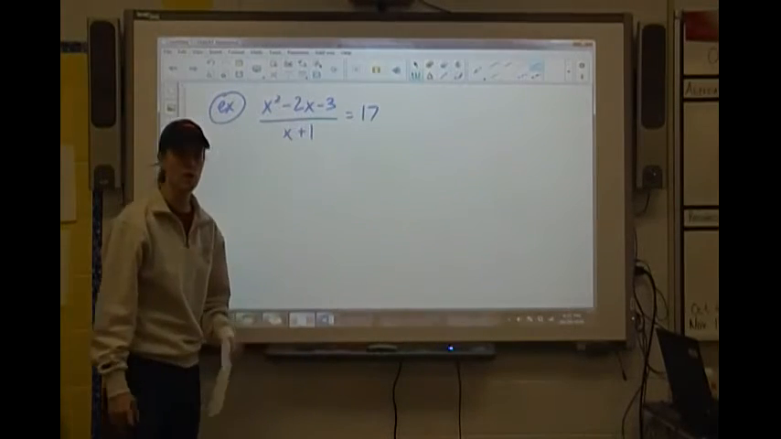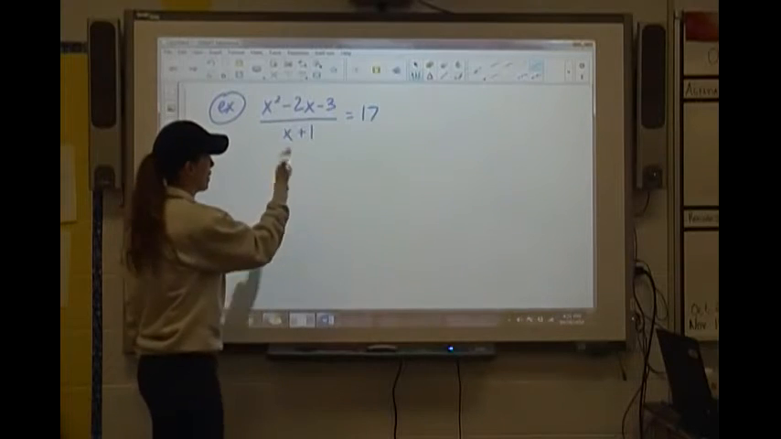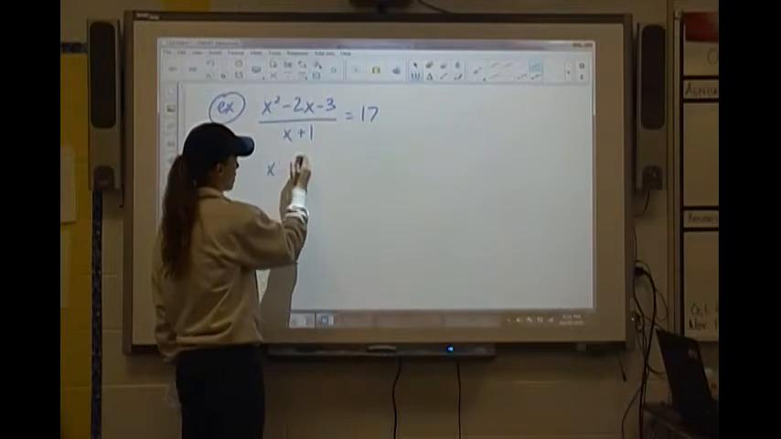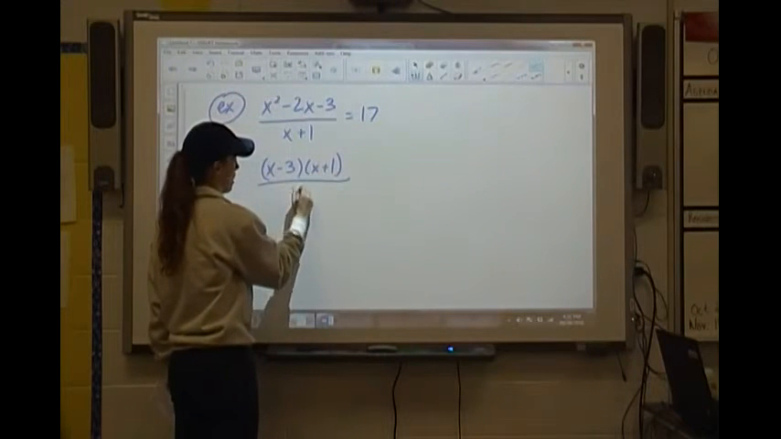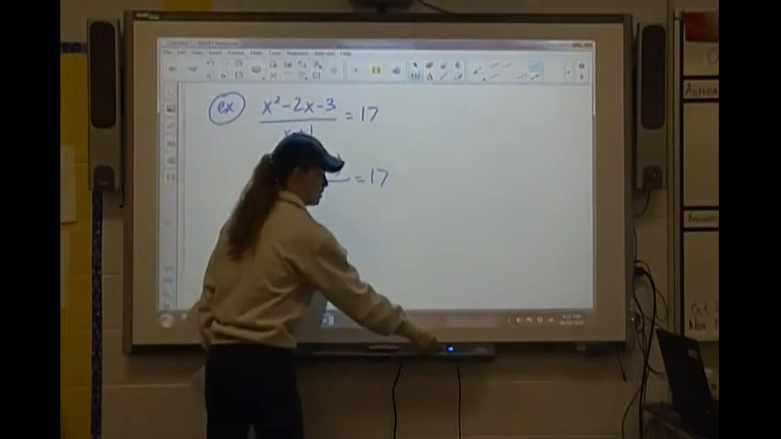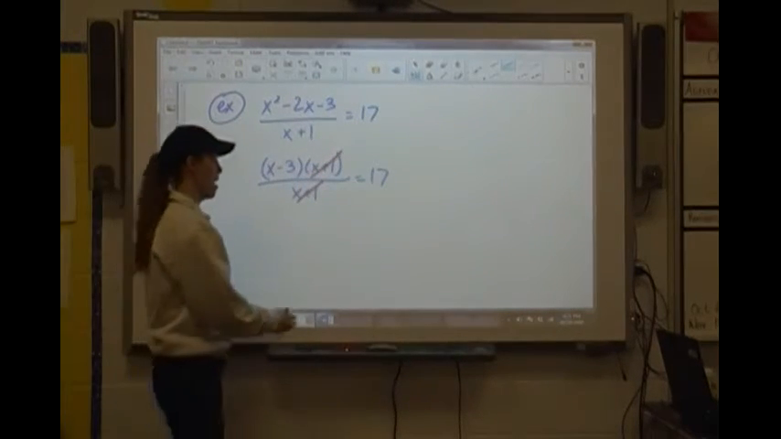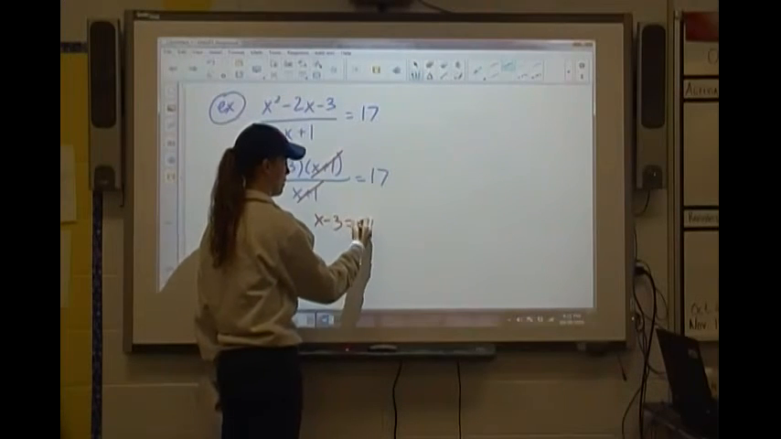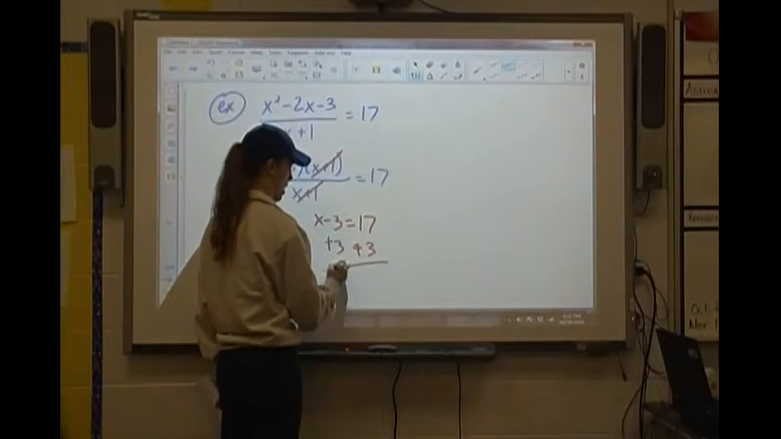As always, just the same thing as when we were graphing, we want to factor this if possible. So we factor this numerator here. We've got (x minus 3)(x plus 1) over x plus 1 equals 17. We can actually cancel the x plus 1s in this case, and we're just left with x minus 3 equals 17. Add 3 over, and we get x is 20.